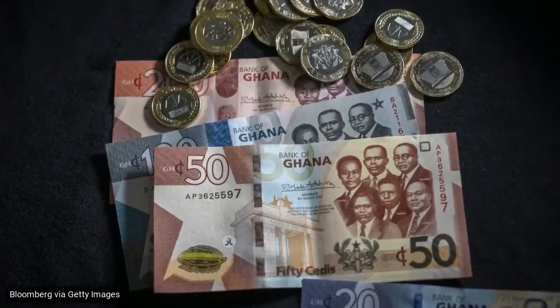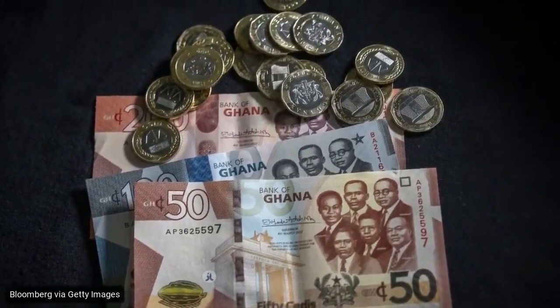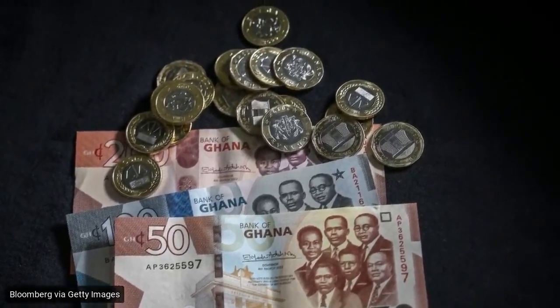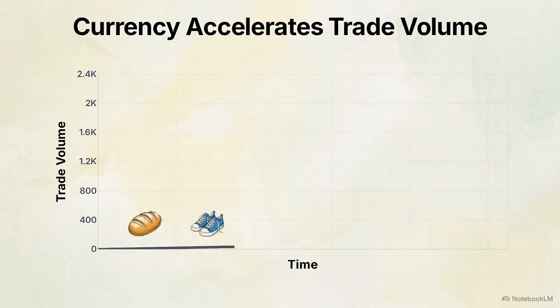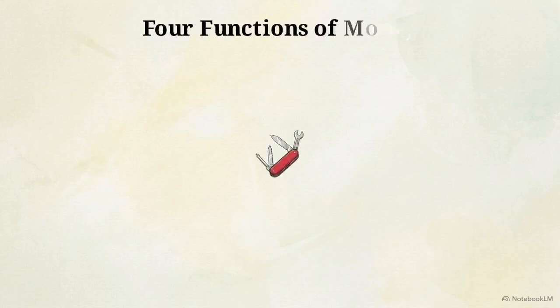In Ghana, this consists of paper banknotes issued by the government and metallic coins. By using a standardized currency instead of bartering individual goods, a society can significantly increase the volume and speed of its trade. Money serves four distinct roles in an economy, working like a specialized multi-tool for every transaction.